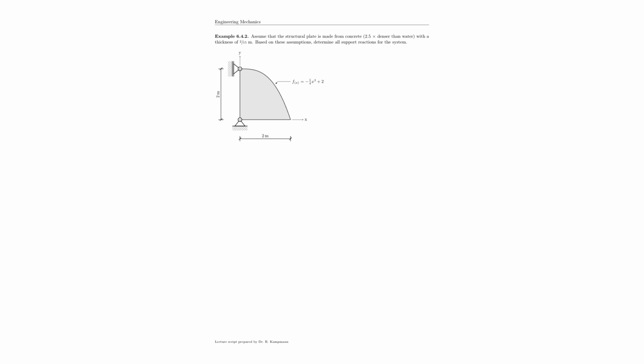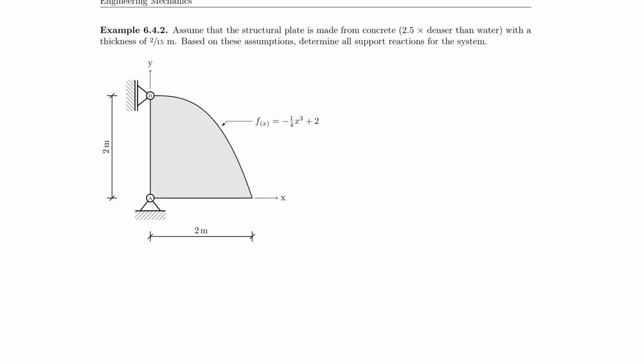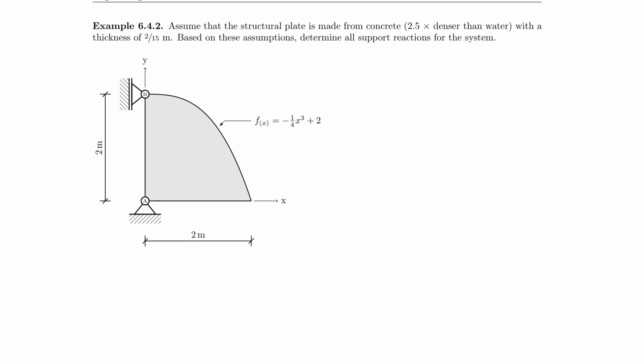So in this problem, it becomes a little bit more interesting because we're really dealing with like a structure, if you will. And so let's read the problem statement. There's a structural plate that is made from concrete, which is 2.5 times as dense as water. And it has a thickness of 5/15 meter. That's of course a strange measurement, but that will make our numbers easy. And now you are supposed to determine the support reactions.